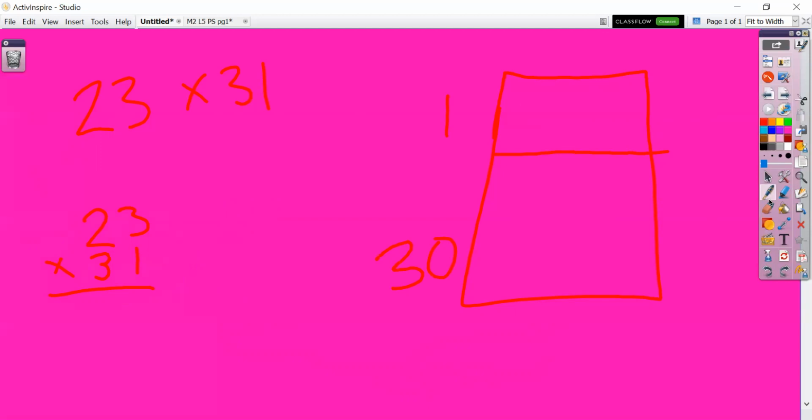And then in fourth grade, we also broke the top number apart and had 4 windows. In fifth grade, we're going to just leave it as one whole number. And this is where we're using the strategies from the last couple days to help us solve this. Well, this box is going to be 1 times 23, and this box is going to be 30 times 23.